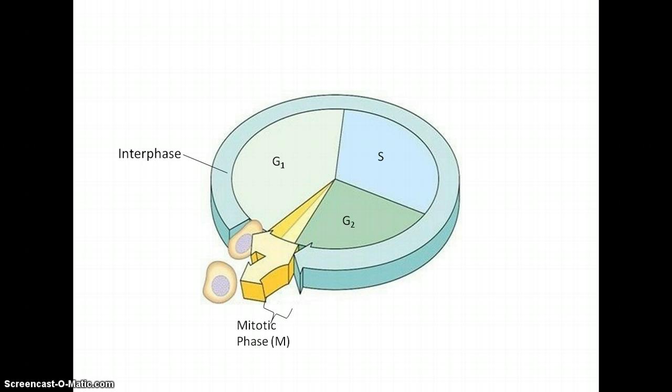When the cell is ready to divide, it then enters the mitotic M phase, which is broken up into two parts: mitosis and cytokinesis. Mitosis refers to the splitting of the nucleus, and cytokinesis refers to the splitting of the cytoplasm, but oftentimes they are both just called mitosis. Mitosis is where prophase, metaphase, anaphase, and telophase occur, and then cytokinesis occurs afterwards.